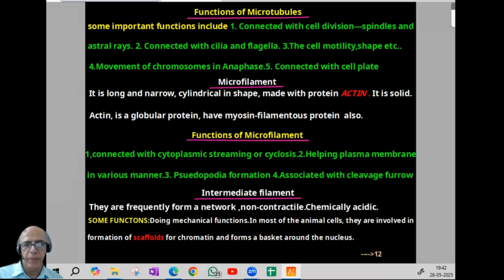Now, intermediate filaments. They frequently form a network, are non-contractile, and chemically acidic, with only some functions known because many are there. They do mechanical functions. In most animal cells, they are involved in the formation of scaffolds for chromatin and form a basket around the nucleus. It is a purely theoretical aspect, but it frequently comes for theory and entrance exams.